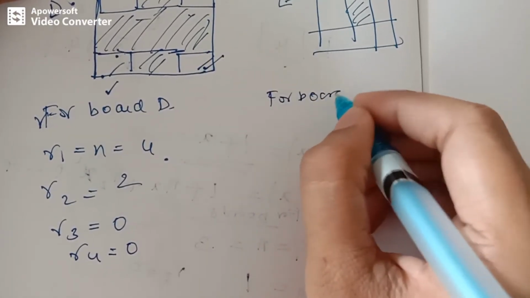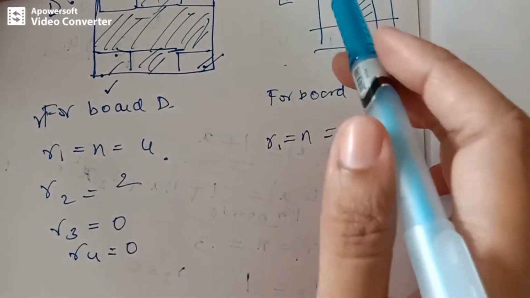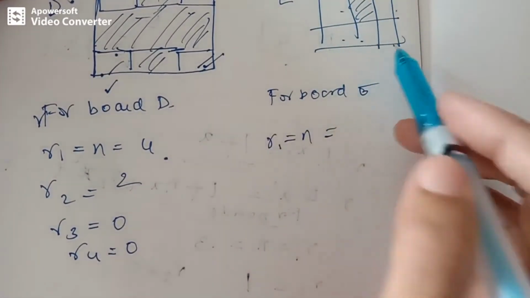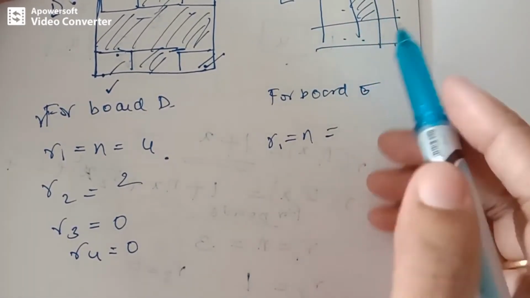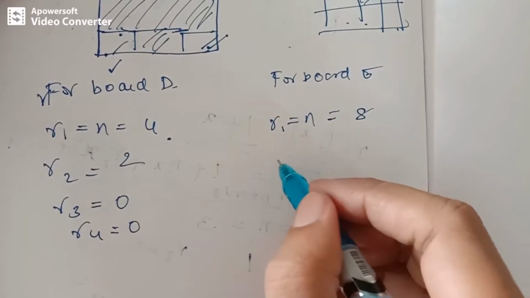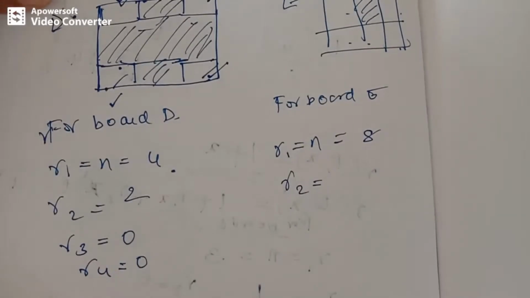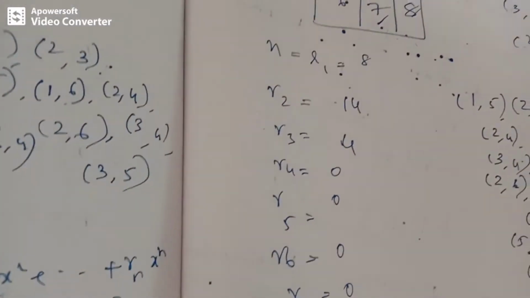And for board E, the value of R1, or n, is the number of squares. So what is the number of squares here? 1 square is gone out of 9 squares, so 8. R1 is equal to n equal to 8. The value of R2, I think we have already calculated. If you have already calculated it, we can just write it. We can make use of that Rook's polynomial formula only.